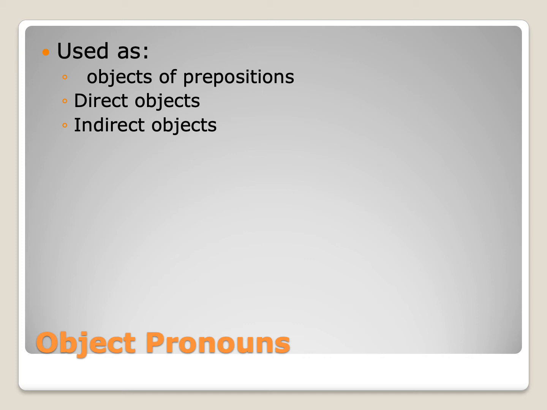Direct objects are objects that receive the action of the sentence. So, "Jim kissed Sally." "Kissed" is my action. Jim is creating it, so he's my subject. Whoever or whatever creates the action is the subject. Sally is the one being kissed. She's receiving the kissing.